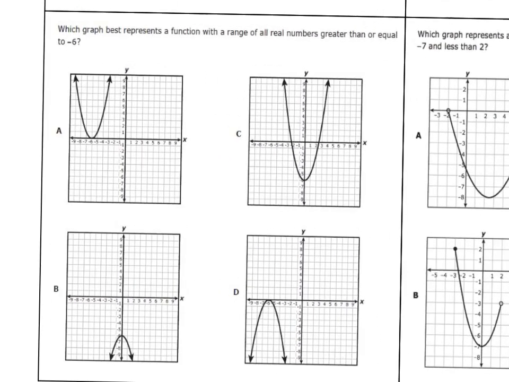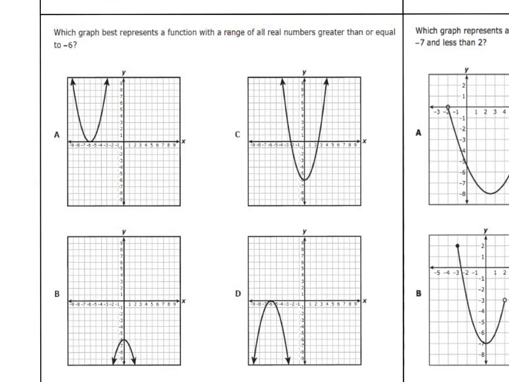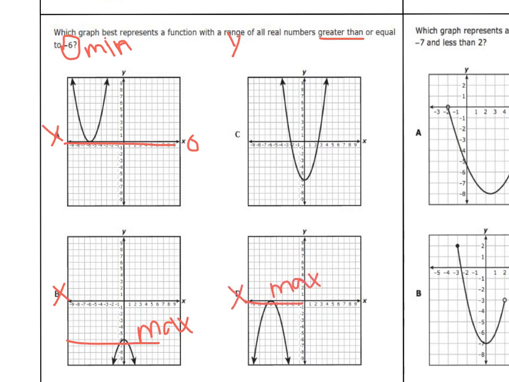On our third question, which graph best represents a function with a range, y values, of all real numbers greater than or equal to -6? So that means we're going to have a minimum at -6. So this one, our minimum is 0. This one has a maximum, so that can't be it. This one has a maximum again. So everything is less than, not greater than, and our problem says greater than. This is the only problem where everything goes up greater than -6. So our answer is C.